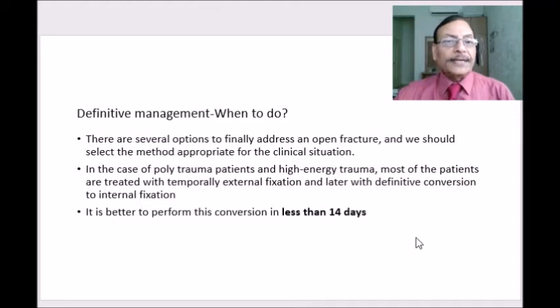Now, definitive management is required in the course of the treatment. When to do it? In the case of polytrauma, patients with high energy trauma, most of the patients are treated with temporary external fixation, which is proposed to be replaced later on with a definitive internal fixation. If you want to do the definitive internal fixation, it is better to perform this conversion in less than 2 weeks' time.